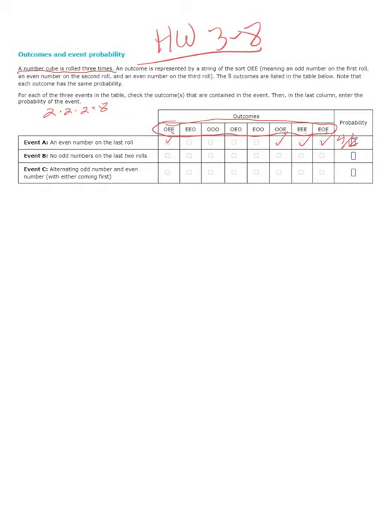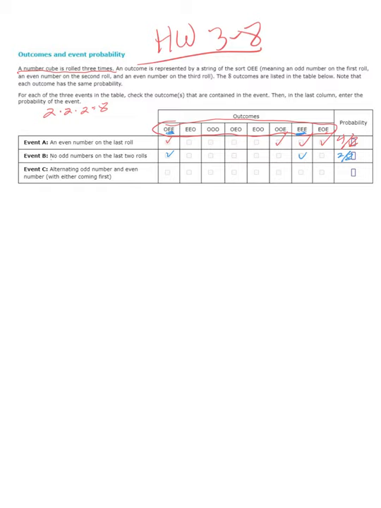No odd numbers on the last 2 rolls. So this is okay because there's not an odd number on the last 2. Is that the only one? Nope, right here. No odd number on the last 2. So there's only 2 out of the 8 where that happens.